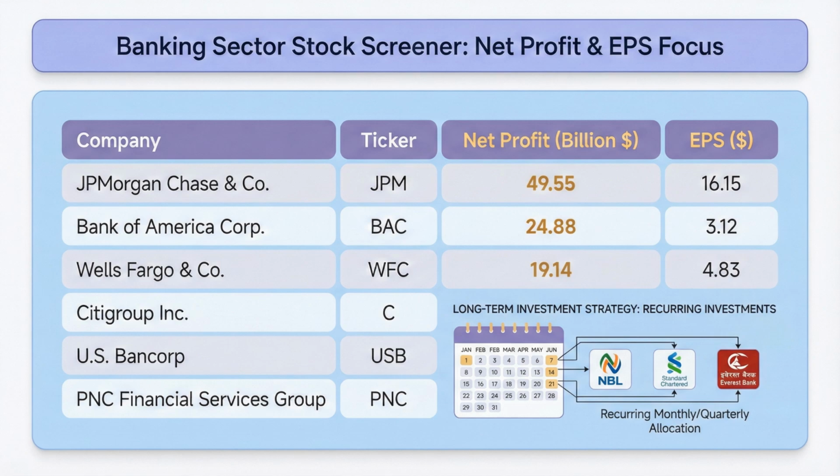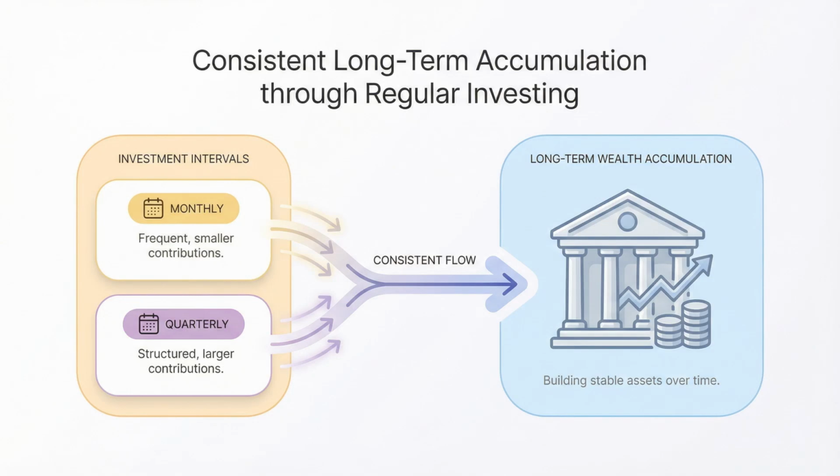Consider choosing two solid banks, perhaps NBL, Standard Chartered, or Everest Bank, and commit to investing a set amount every single month or quarter to build a strong, fundamentally sound portfolio as we move into the next phase of our strategy. When approaching long-term investments, one highly effective strategy is to select reliable sectors, such as banking, and commit to a consistent investment schedule. By investing a set amount every single month, or perhaps on a quarterly basis, investors can steadily accumulate shares over time. This disciplined approach often yields substantial returns.